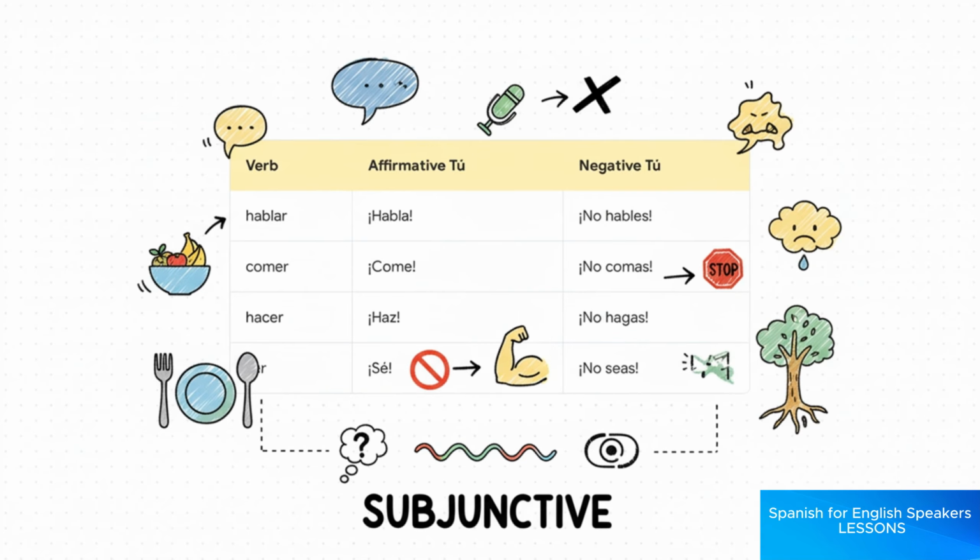For hablar, the positive command is habla, but the negative is no hables. See that S ending? For comer, you've got come versus no comas. And even for the weird irregular verbs, the pattern holds. Haz for do it becomes no hagas. Sé for be becomes no seas. It is a totally different verb form every single time. It's that subjunctive form we talked about.